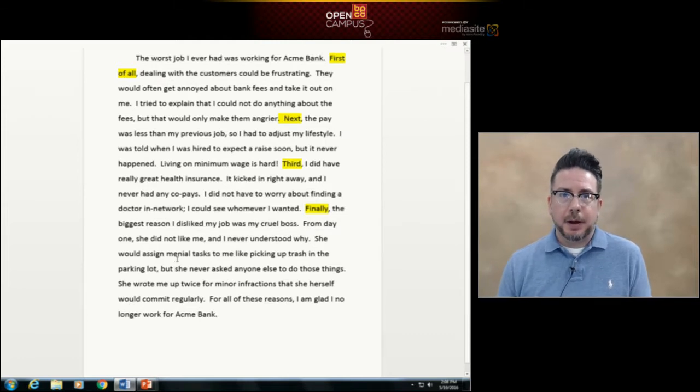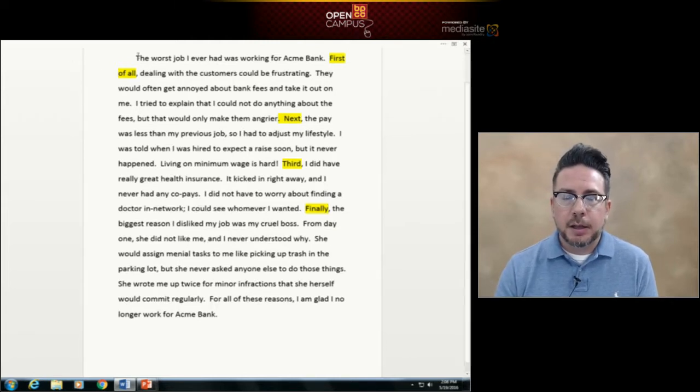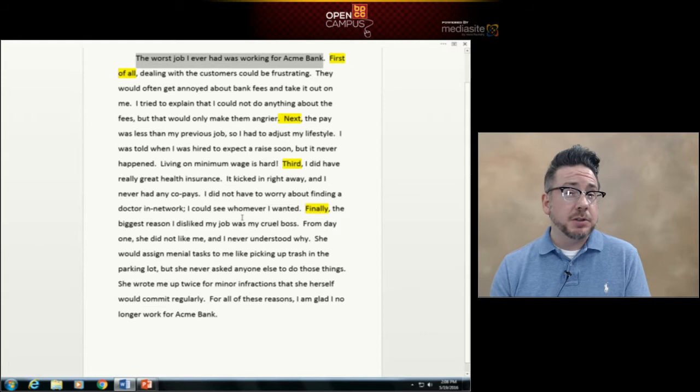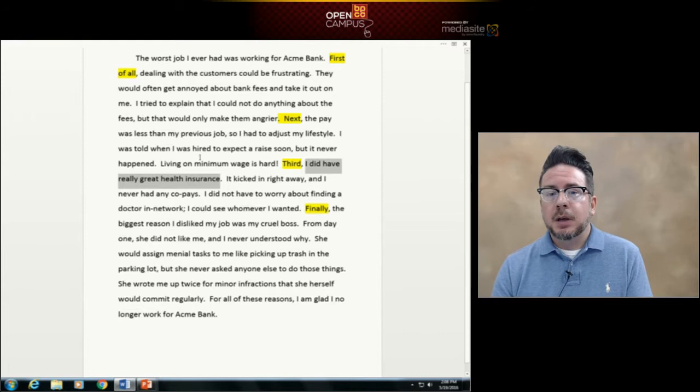Now, one thing to keep in mind as you're deciding on your supporting points, you want to make sure that everything in the paragraph supports your main idea. Is there anything in this paragraph, do any of the supporting points not support the main idea? Because the main idea here is that it's the worst job that they ever had, working for Acme Bank. Are there any of these supporting points that don't support that point? Yeah, this third one here, how I did have really great health insurance. Well, that may be true about that job, but it really doesn't support this idea that the job was terrible.